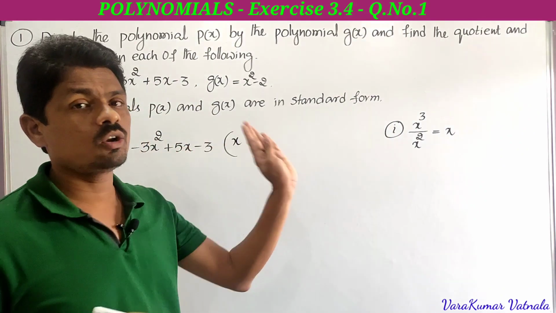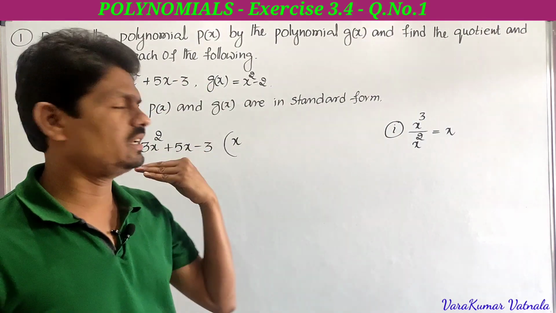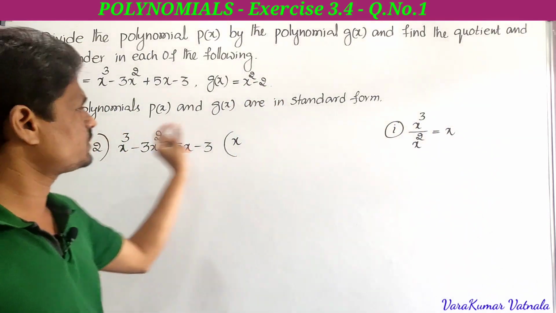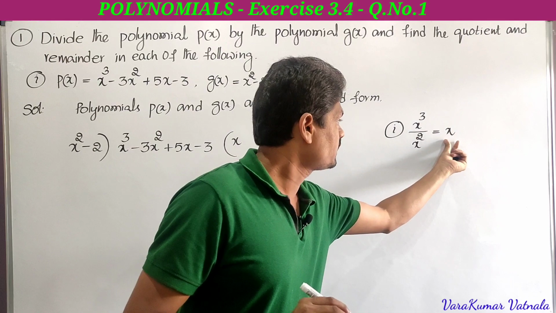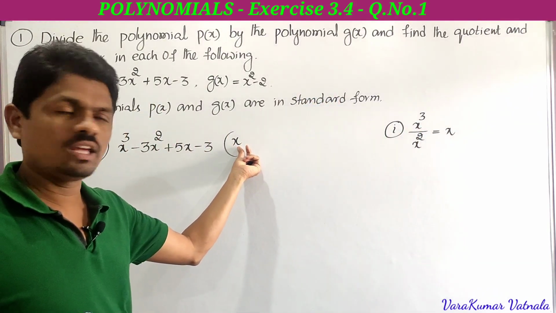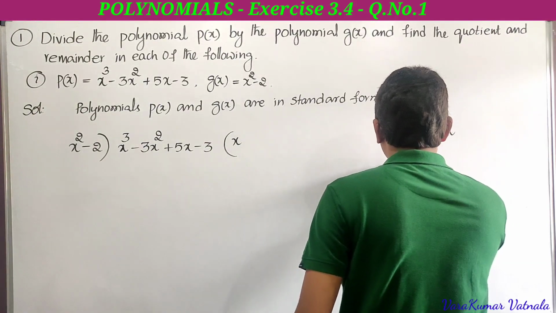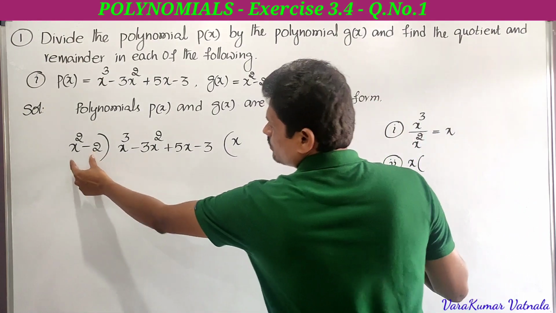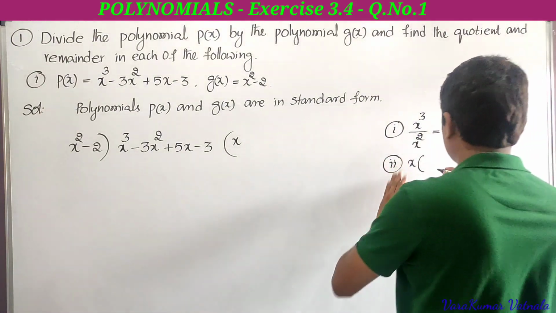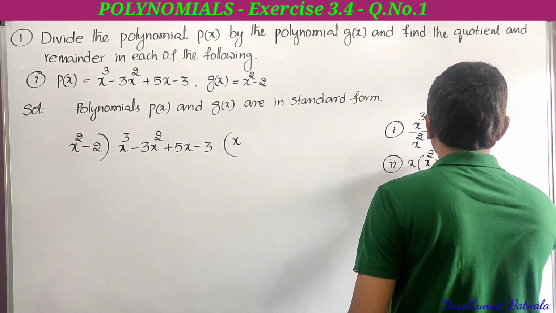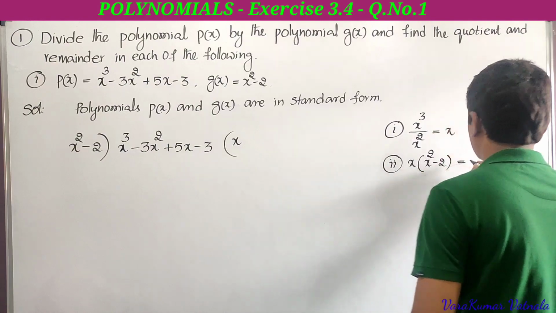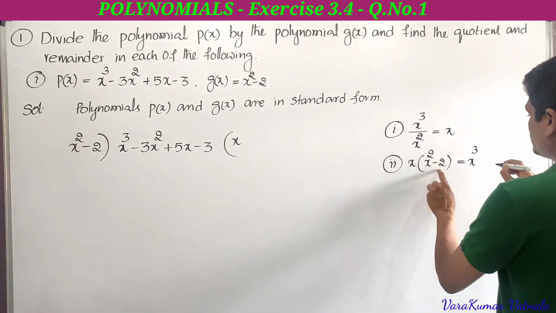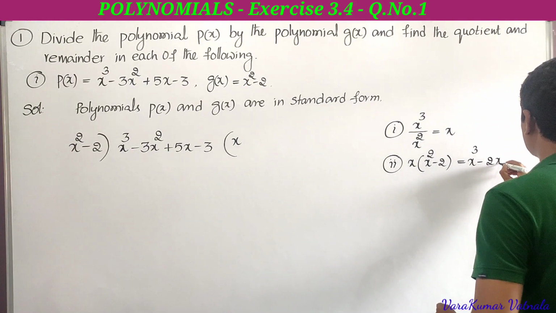So you have to follow the steps, student. You can do it very easily. First divide the first term of the dividend by the first term of the divisor. We get x. Write this x in the quotient area. Now in the second step, multiply x with the divisor. That is x into x square minus 2. What do we get? I am writing. See here. X into x square is x cube. X into minus 2 is minus 2x.